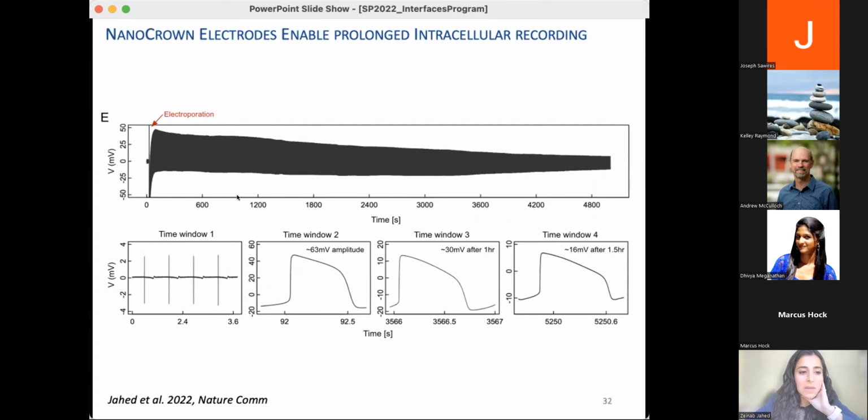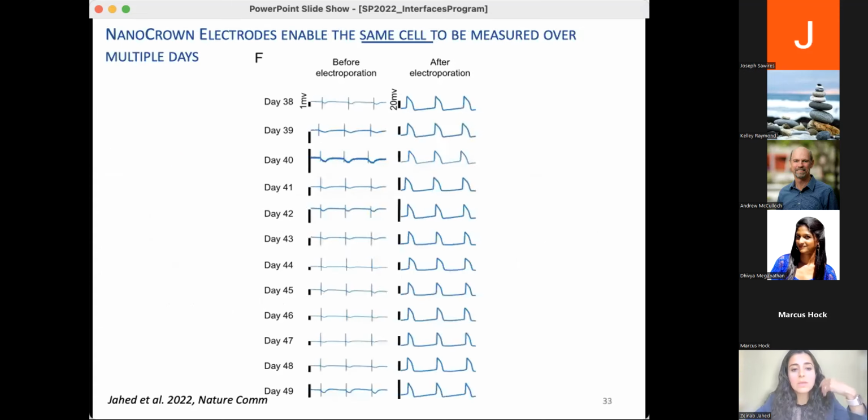So this is one example of a cell recorded. At the first time point, we have extracellular signals. We apply this pulse and we get, in this case, a 63 millivolt amplitude recording. And over time, we can measure this for even up to 1.5 hours, measuring the same cell. And the cool thing about this is that the pore that we create in the cell does seal over time. So we can measure the same cell over multiple days without damaging the cell.